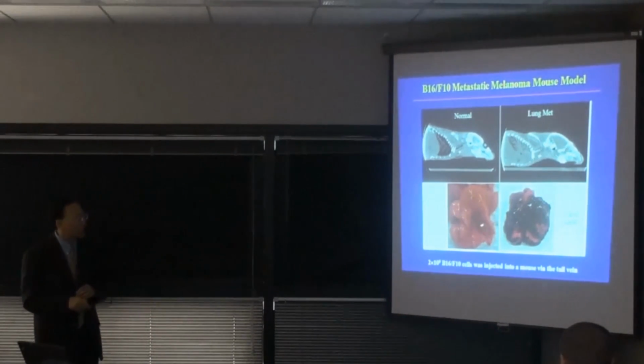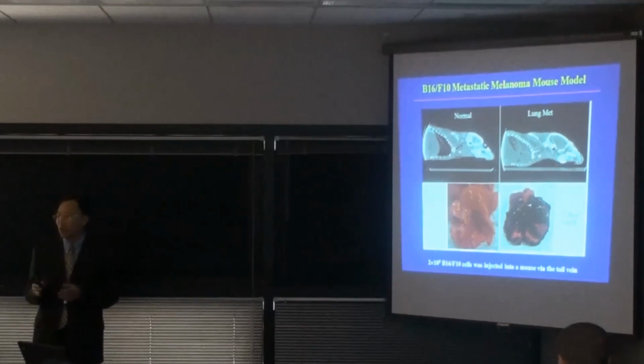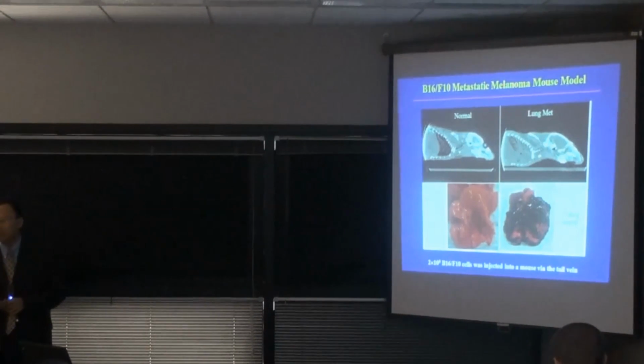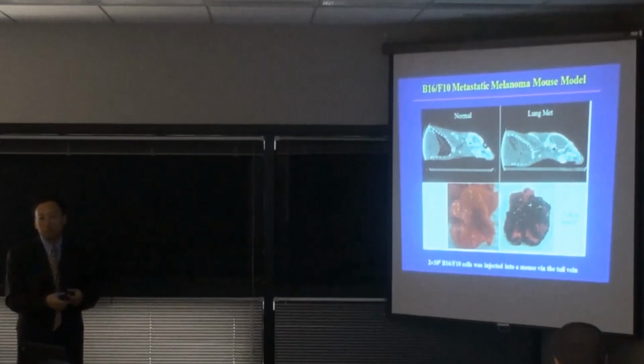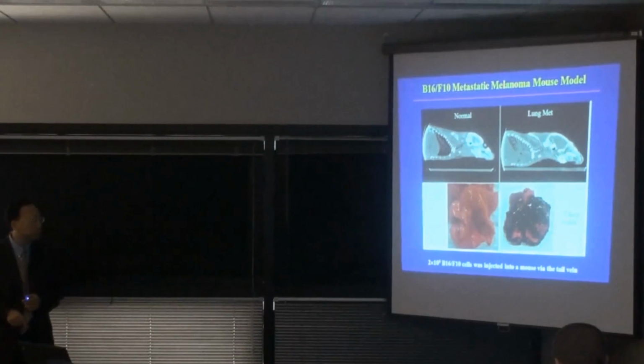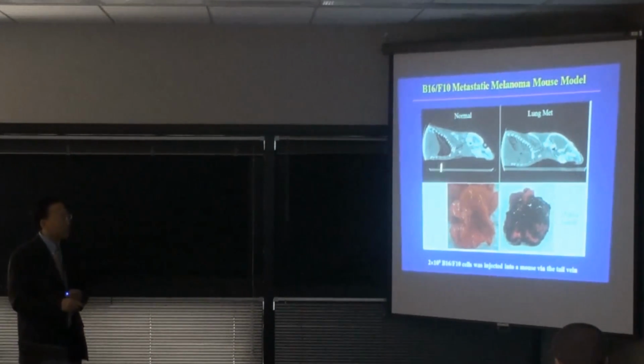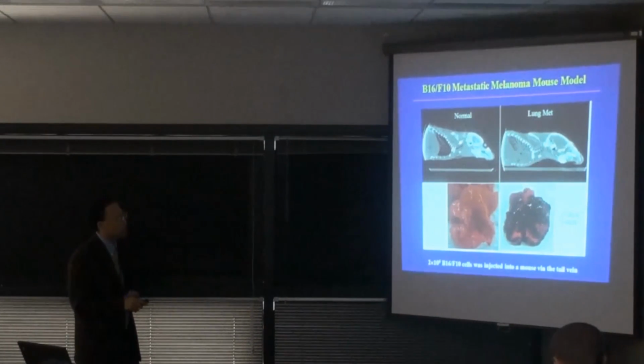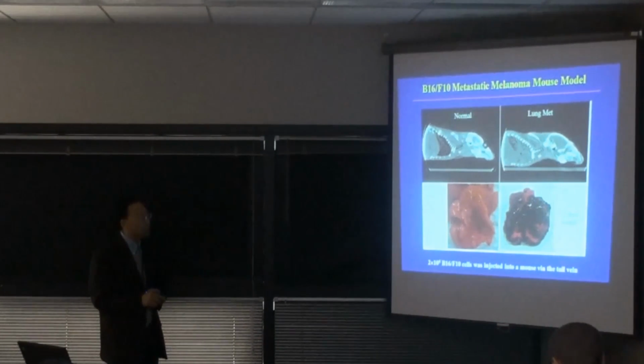And actually the lung will be the first organ to develop the metastasis. But as time goes on, if time is long enough, you can still see metastasis either in the bone, liver, adrenal gland, and some other organs. So here, the left panel shows you the CT image of a normal mouse.